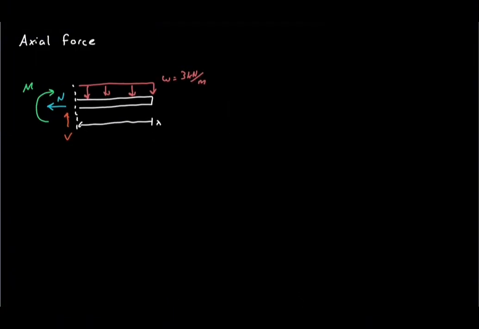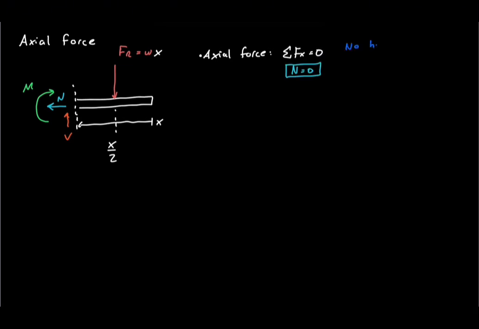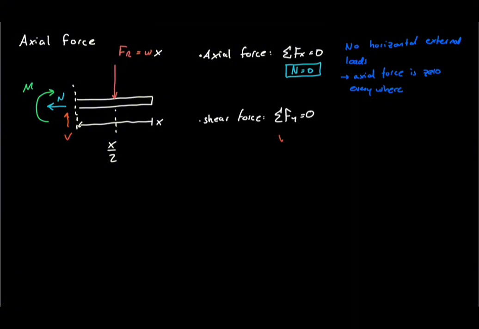There are no horizontal external loads acting on the isolated segment. Therefore, horizontal equilibrium immediately tells us that the axial force is zero everywhere. Next, we determine the shear force. The equivalent force acts downward, while our positive shear force points upward.